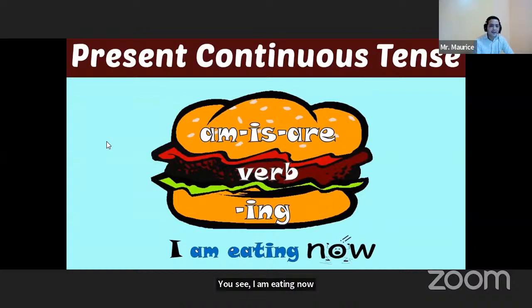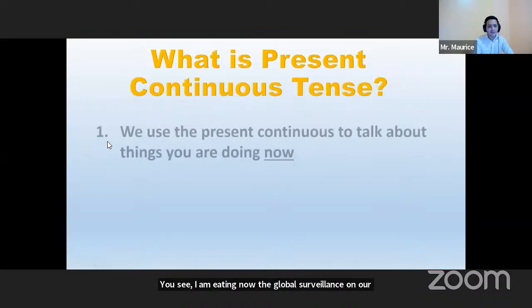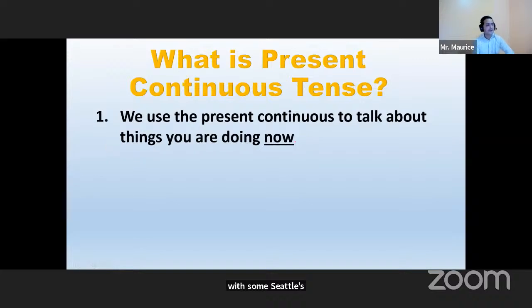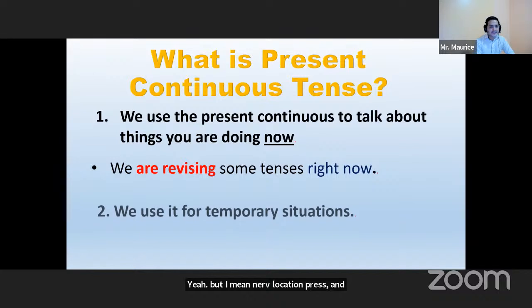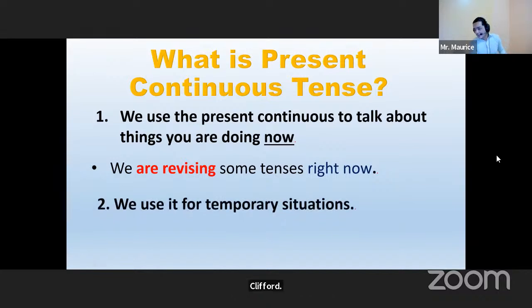Lo que vamos a ver ahora son ciertos conceptos ya para terminar lo que es el present continuous referente a este tiempo. Okay? So please give a minute.